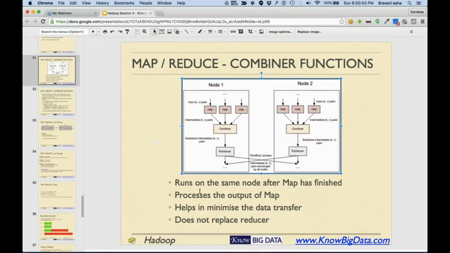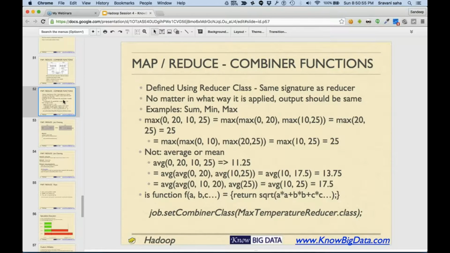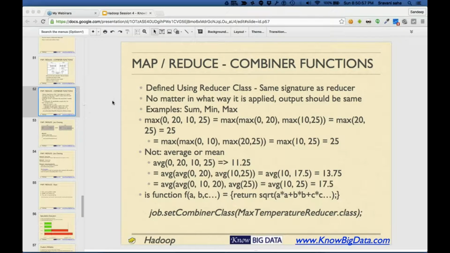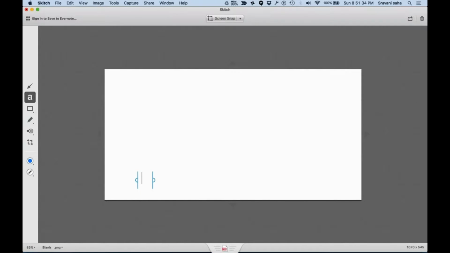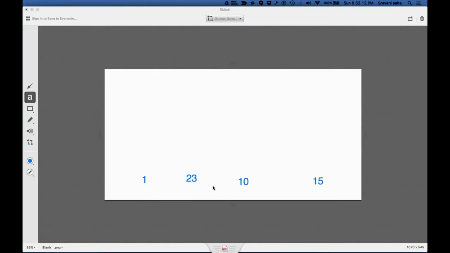All right. So the one thing which I have been discussing and wanted to demonstrate is this. Let's say you have four values: 1, 23, 10, and 15. What is the total of these four values? The total is 49. And no matter in what way you do the addition, the result will be the same, whether you add all of them in a single shot or in parts.